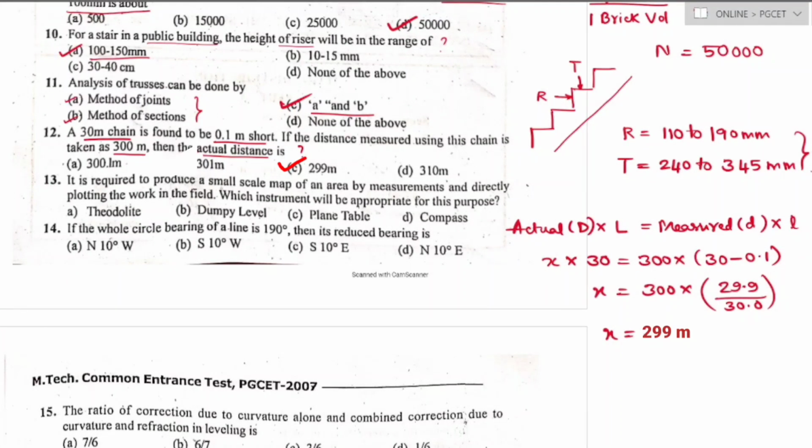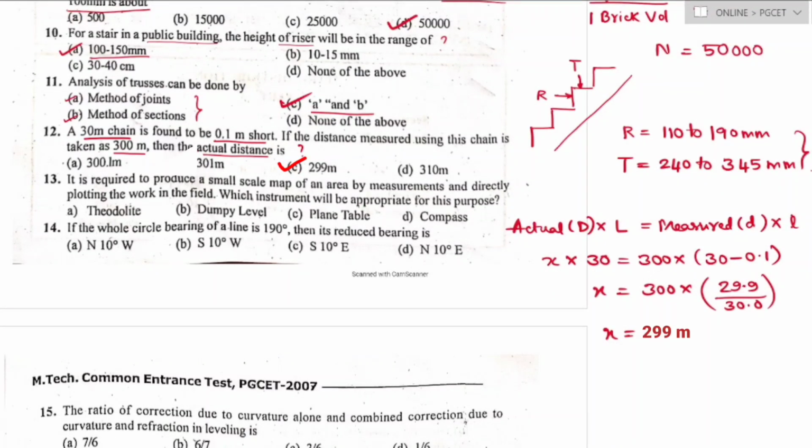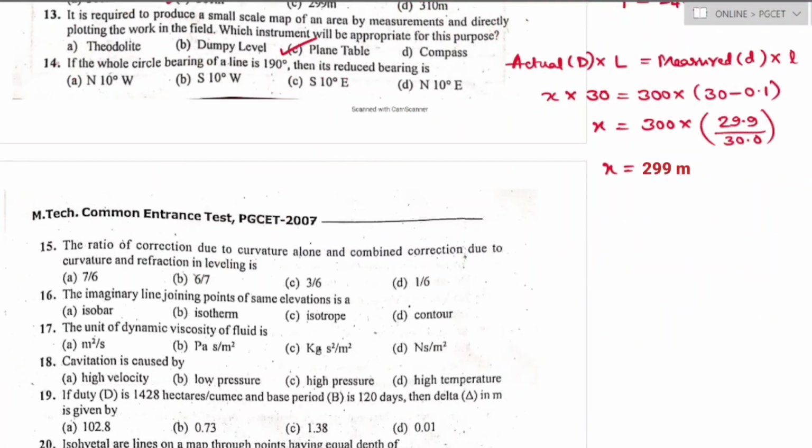Question number 13. It is required to produce a small scale map of an area by measurements and directly plotting the work in the field. Which instrument will be appropriate for this purpose? So in order to draw a small scale map of an area by taking the measurements and plotting the work in the field simultaneously, the right instrument to be used is plane table. Option C is the right answer.